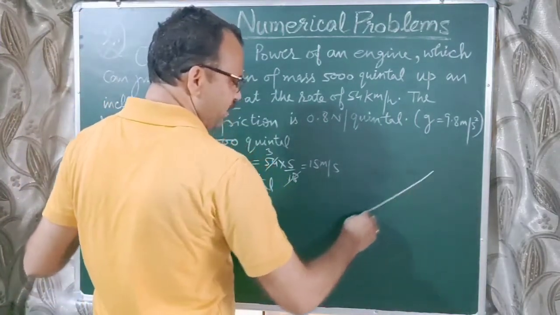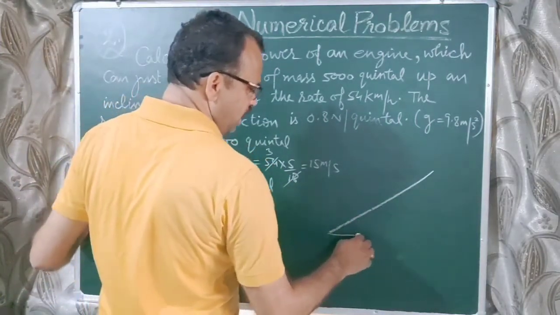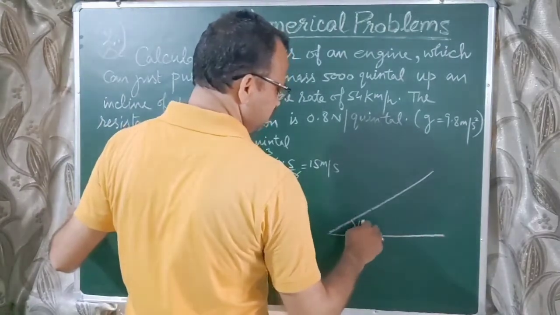Now see in the figure. Suppose this is the inclined plane, and it makes an angle theta.